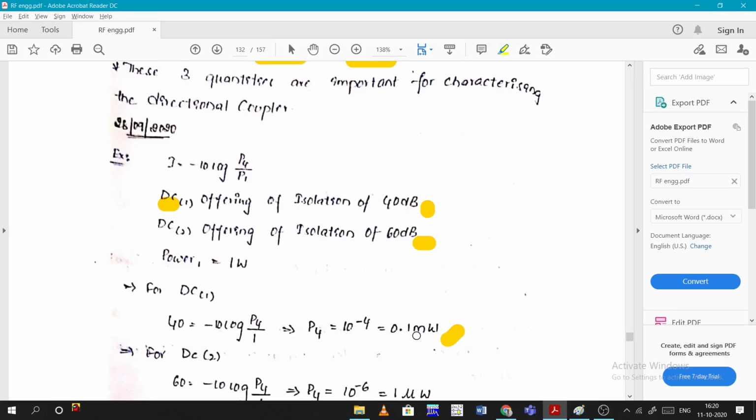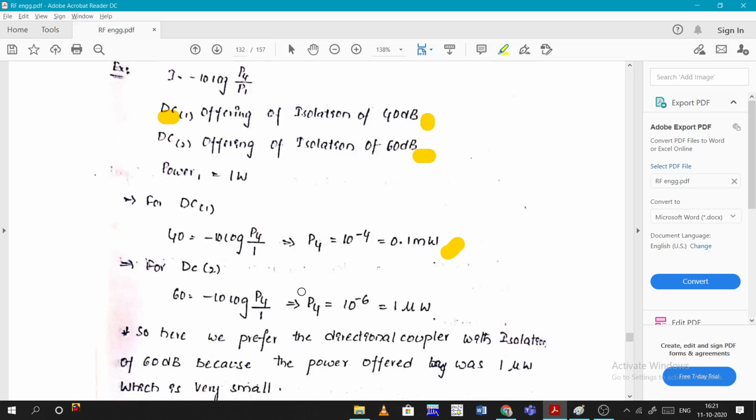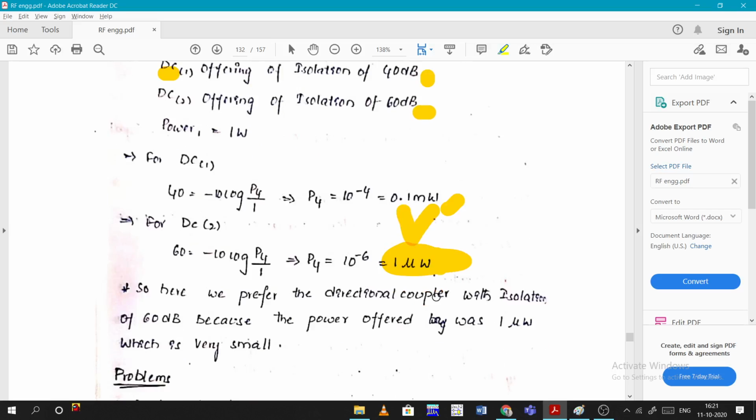That means the power output over the isolation port is 0.1 milliwatt. Remember, in the isolation port we need the power to be as low as possible. Now coming to the second directional coupler, which has an isolation of 60 dB: 60 equals like this, and P4 is equal to 1 microwatt. Obviously this value is less than the other one, so we prefer this one. The power offered was 1 microwatt, which is very small compared to this.